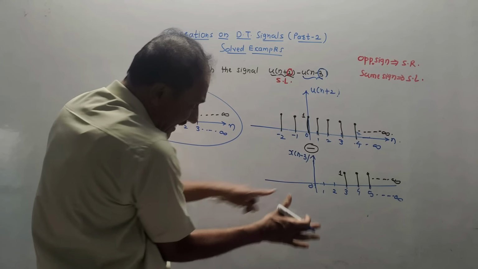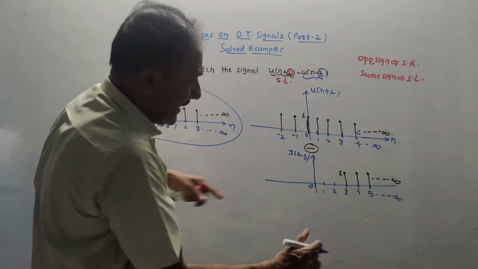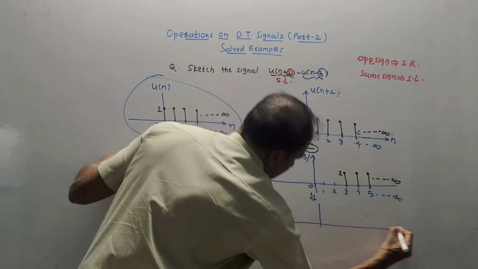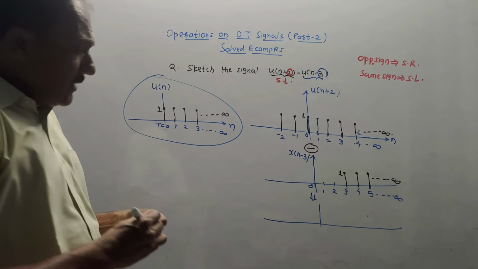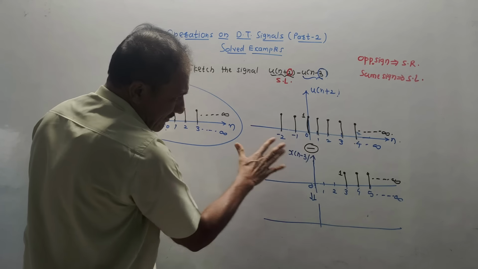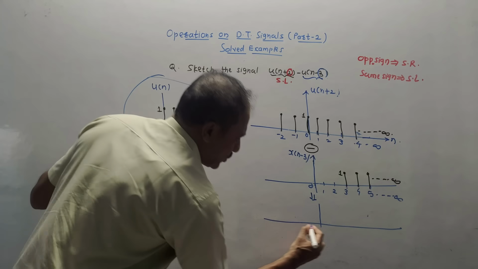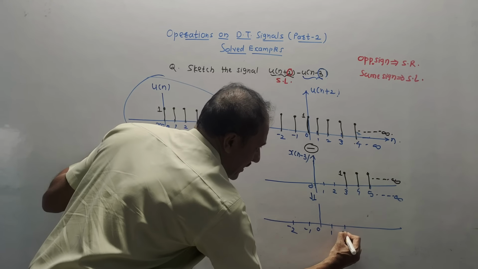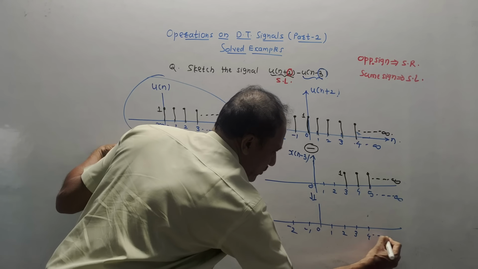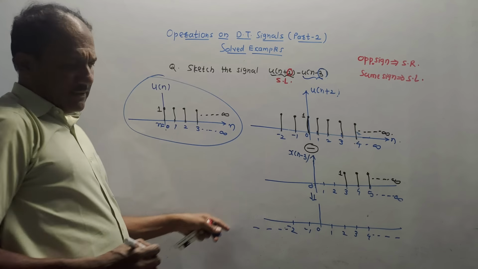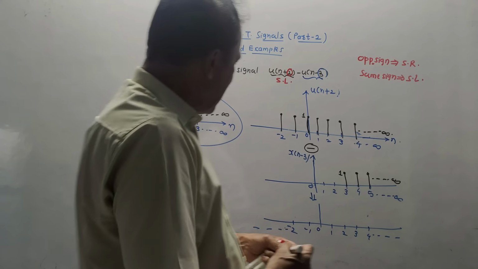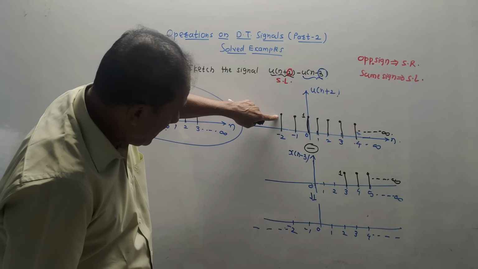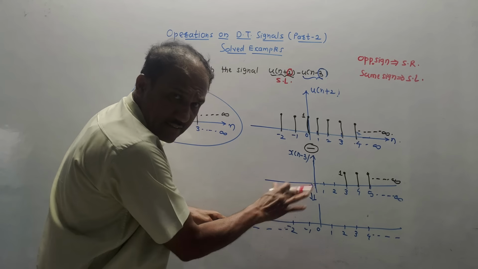Now I have to subtract this diagram from the earlier diagram. How to perform the subtraction? Make the thing simple. You will have to perform it term wise. Look at both these diagrams. The first diagram starts from minus 2. So let me first mark the scale on this axis: 1, 2, 3, 4 and so on. At this side it is still minus infinity, at the other end it is still plus infinity. Now at minus 2 this value is 1, and at minus 2 there is no signal in the other diagram. That means it is 0.